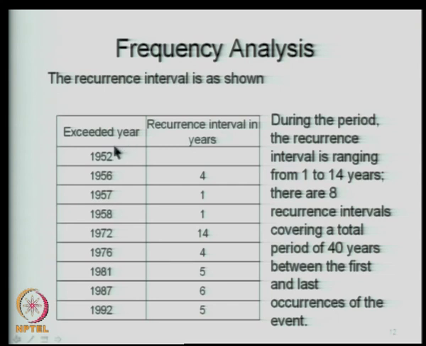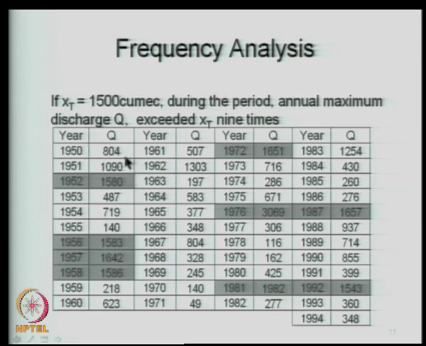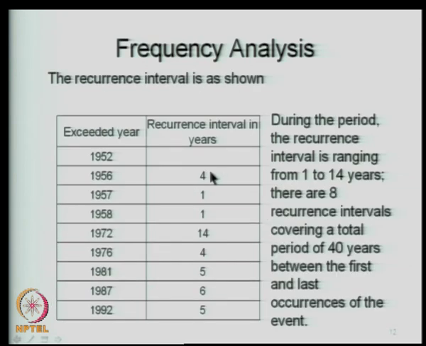We will now calculate the recurrence interval. That means, in 1952 it occurred once. When did it occur next? It occurred next in 1956. So, there is a lapse of 4 years there. When did it occur next? It occurred in 57. So, there is a lapse of 1 year there, again a lapse of 1 year. So, this event of X being greater than or equal to 1500 had a recurrence interval of 4 years here, a recurrence interval of 1 year here, 1 year here, and then it again occurred in 61. So, 3 years and so on. So, this is what we count here.